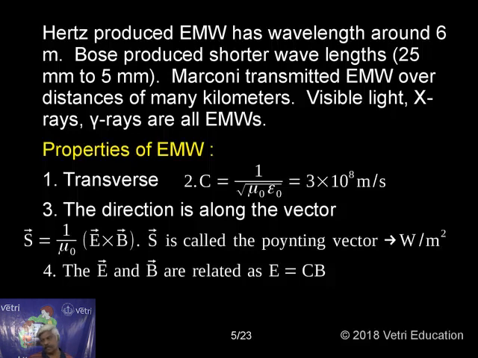First we know Maxwell, after that Hertz, later Bose. You know Bose, not Subhash Chandra Bose. Who is he? He is Jagadish Chandra Bose, a very important scientist who produced electromagnetic waves of shorter wavelength, nearly 25 millimeter to 5 millimeter. That is 6 meter for Hertz, here 25 millimeter to 5 millimeter.